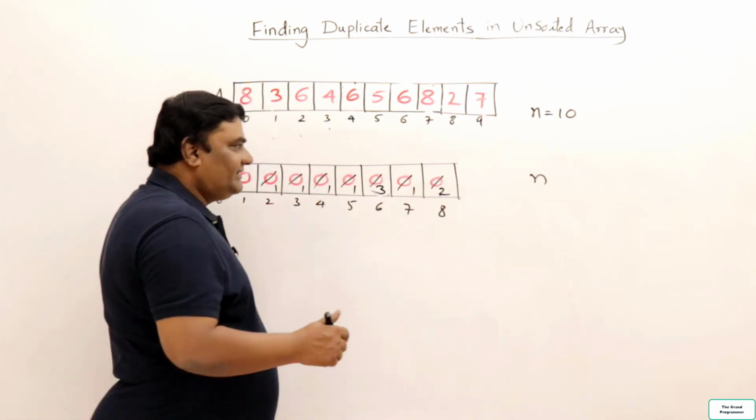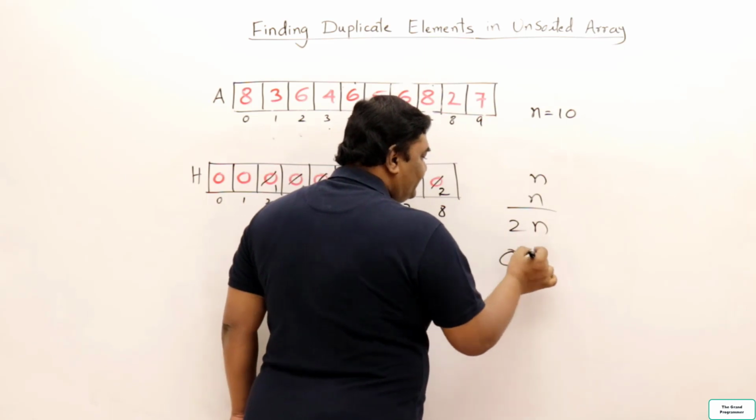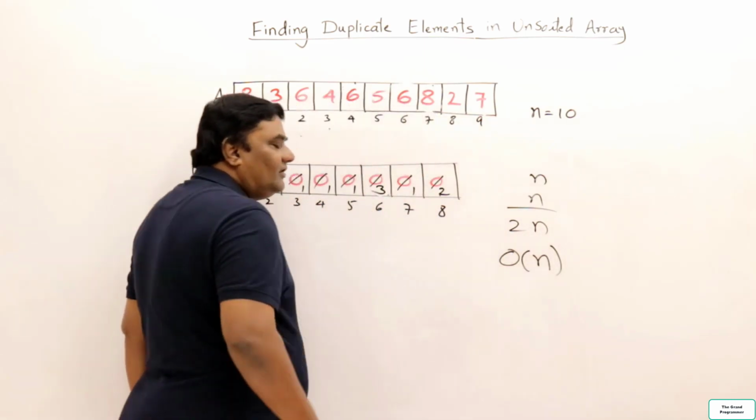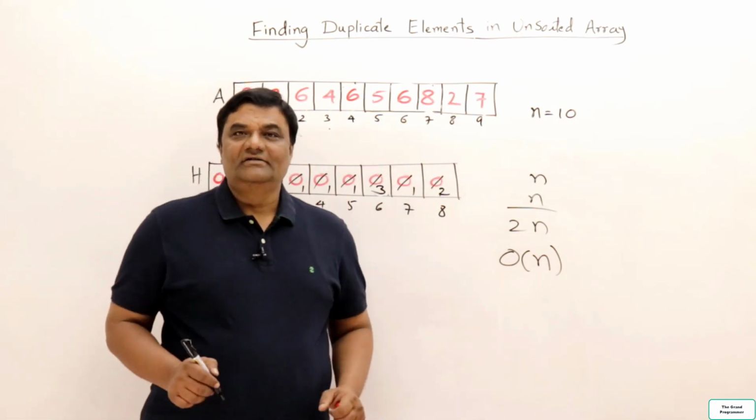So this is also linear. So linear plus linear is 2 linear. So 2 linear is also linear only. So it's order of n. So 2 times of linear is also linear.